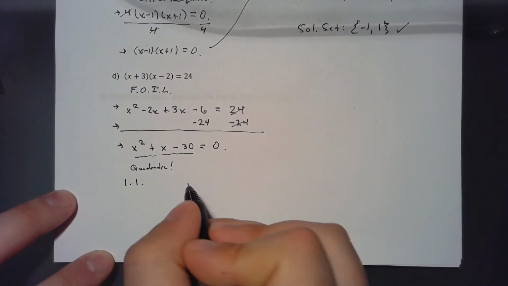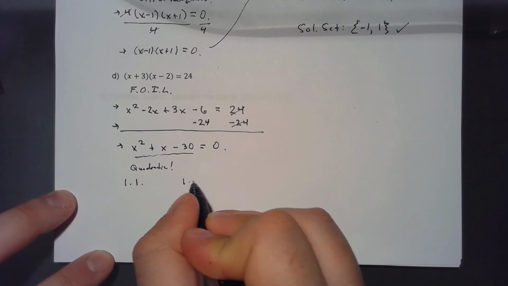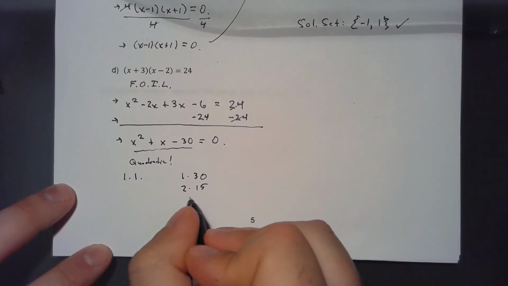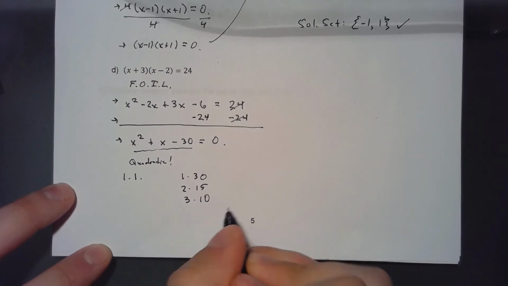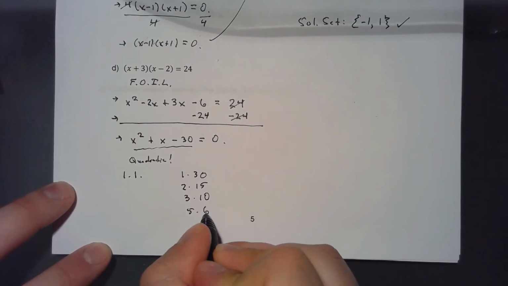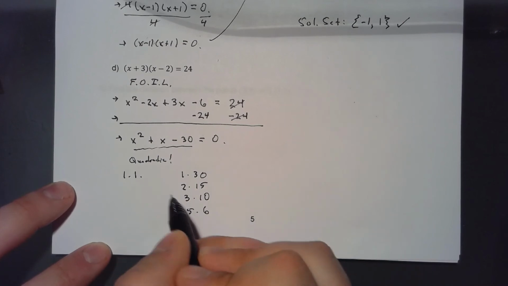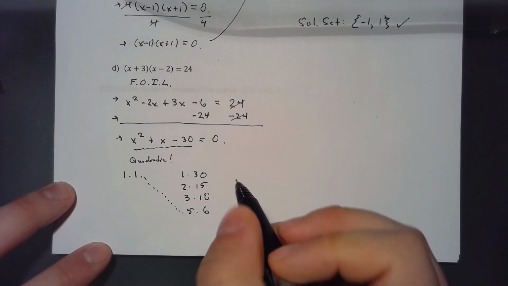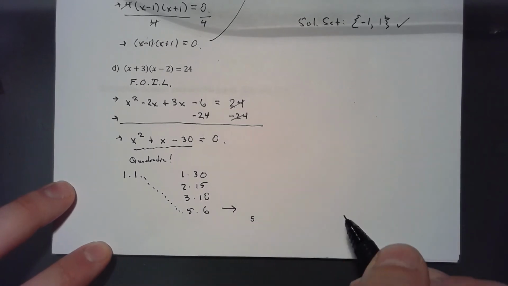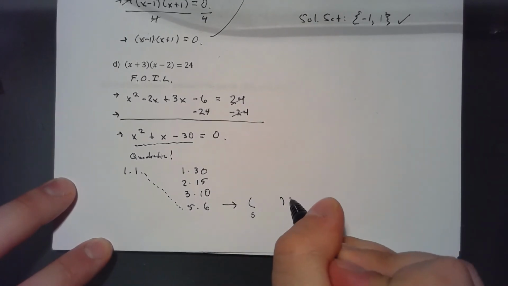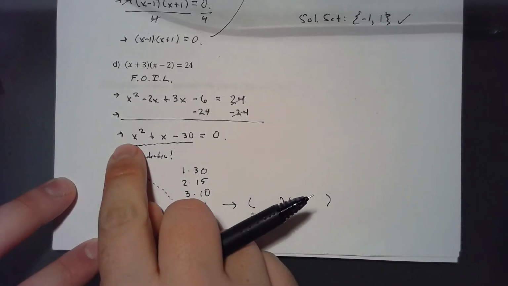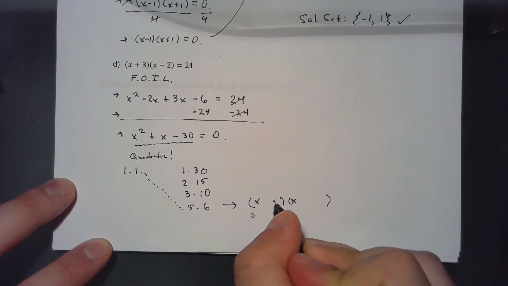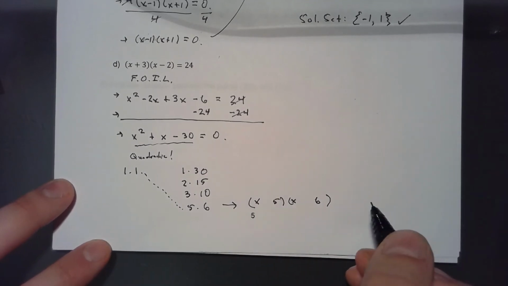1 times 1, and what? The factors of 30 are 1 and 30, 2 and 15, 3 and 10, 5 and 6. So, just to save time here, it looks like the last one's going to give me the factors I need. And I don't have to flip the pairs because my leading coefficient is 1 here. So I have x and 5 and 6.